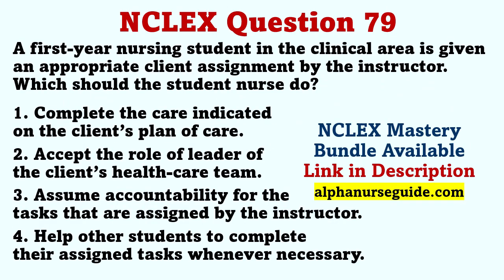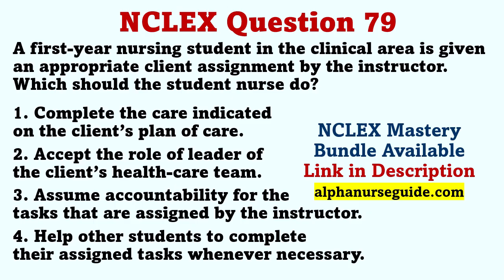A first-year nursing student in the clinical area is given an appropriate client assignment by the instructor. Which should the student nurse do? 1. Complete the care indicated on the client's plan of care. 2. Accept the role of leader of the client's healthcare team. 3. Assume accountability for the tasks that are assigned by the instructor. 4. Help other students to complete their assigned tasks whenever necessary. The correct answer is 3.